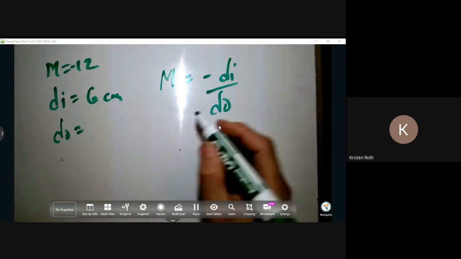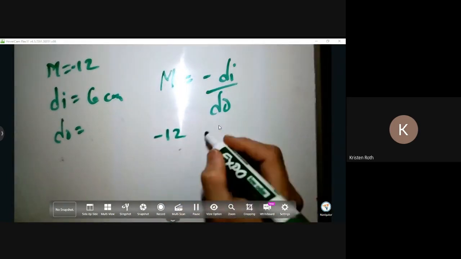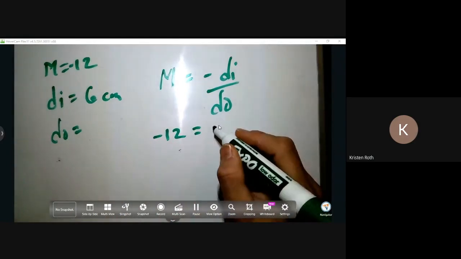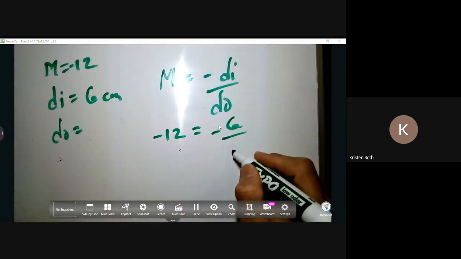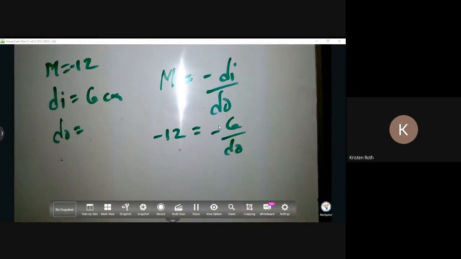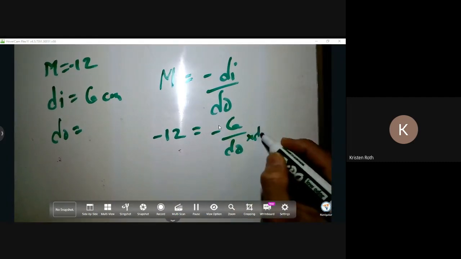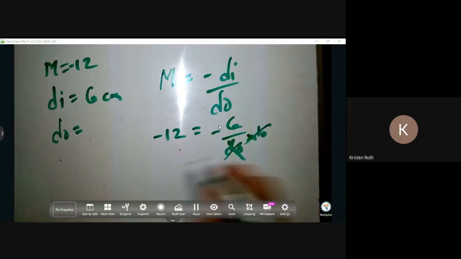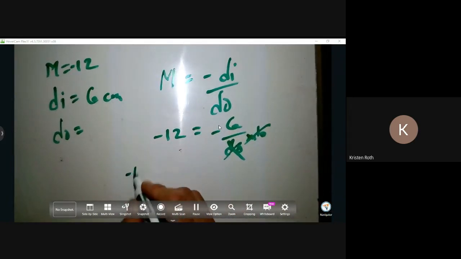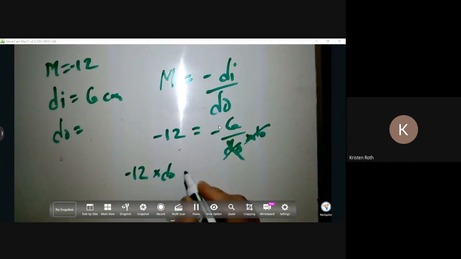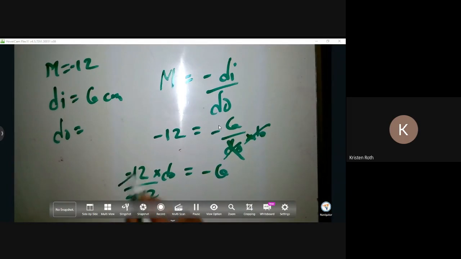So let's fill it in. So negative 12, negative 6 over do. So now we need to isolate for do. So it's over here, times it out to get it out of there. So what we do to one side, we do to the other. I'm doing this backwards now. All right, and now we want to get do by itself. So we need to divide this out to get it to the other side.